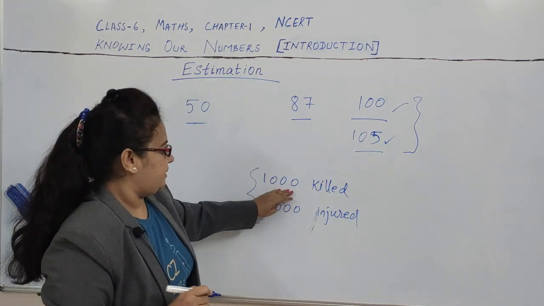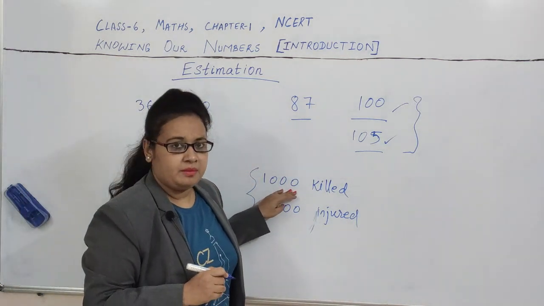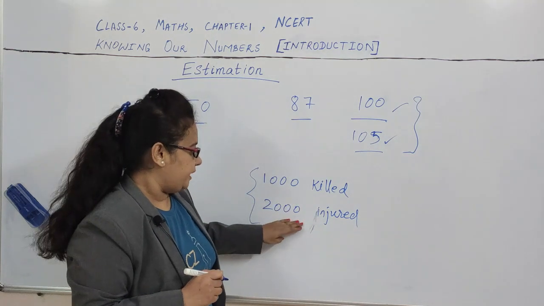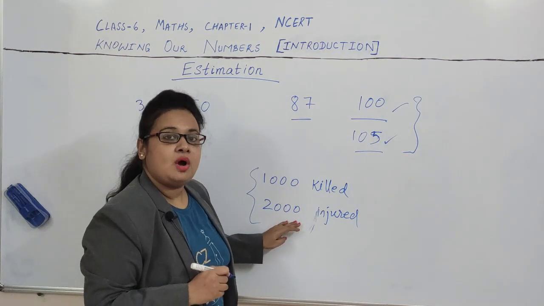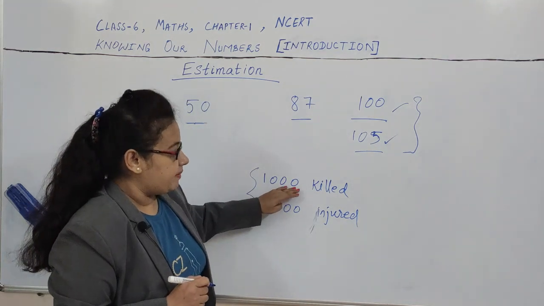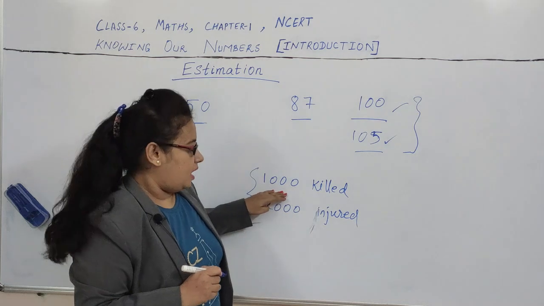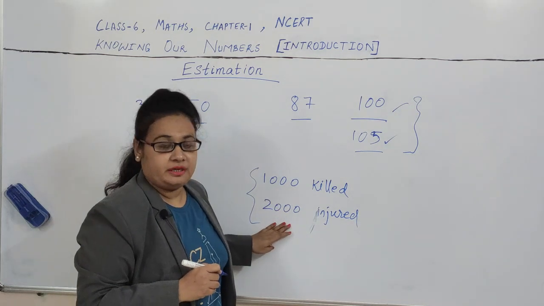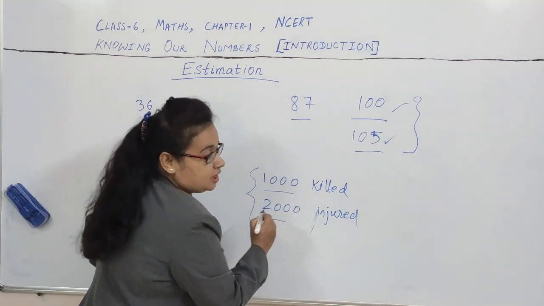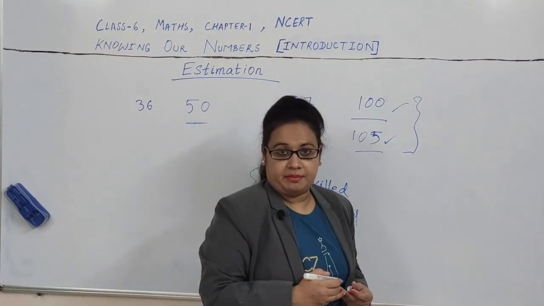It means the number may be a little more than this or a little less than this. The number of people injured may be a little more or a little less, but the number of people killed will be around this and the number of people injured will be around this. So this is not the fixed number or the exact count. This is the estimated number.